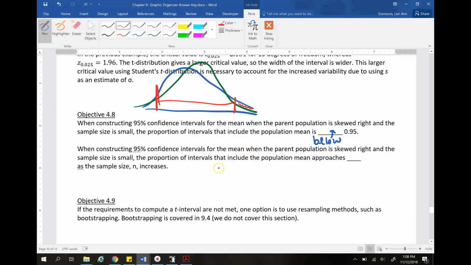And then when constructing 95% confidence intervals for the mean when the parent population is skewed right and the sample size is small, the proportion of intervals that include the population mean approaches what as the sample size n increases? So kind of using your law of large numbers, as n increases, what's going to be in this proportion, or sorry, interval? 0.95. It's going to approach this as n increases.